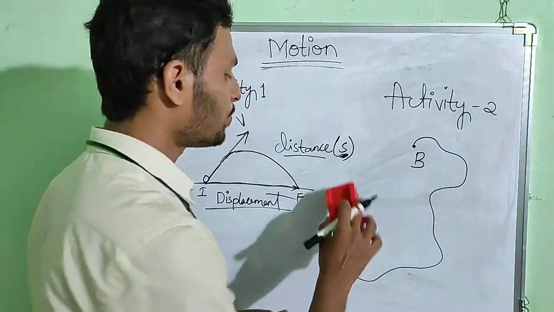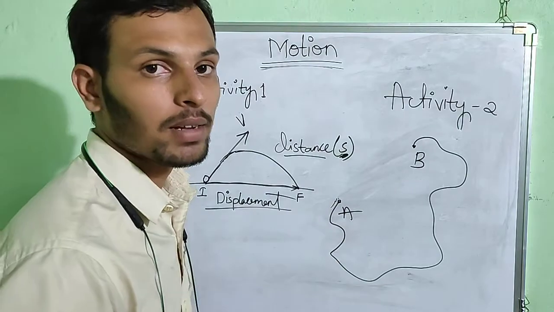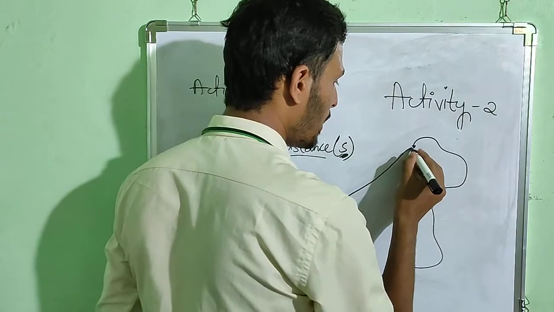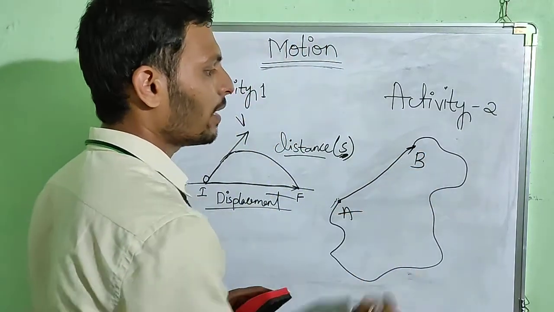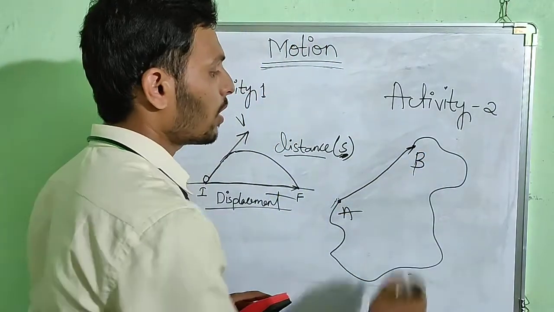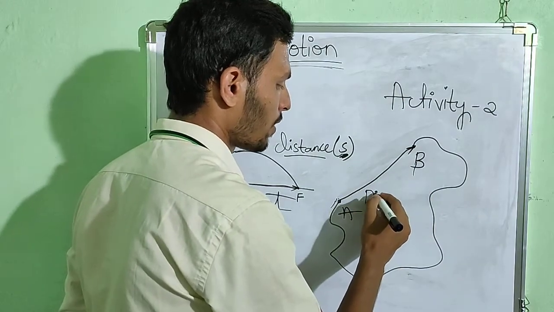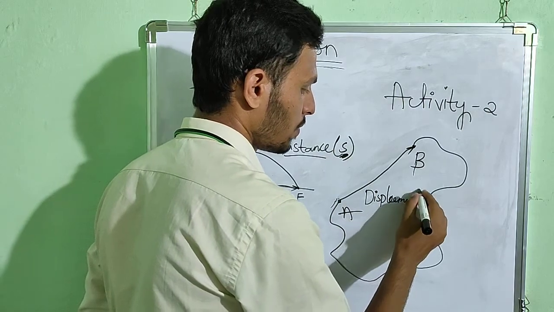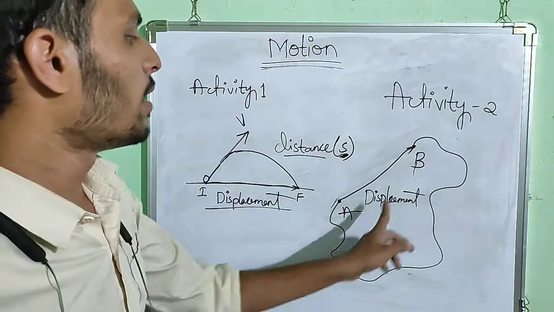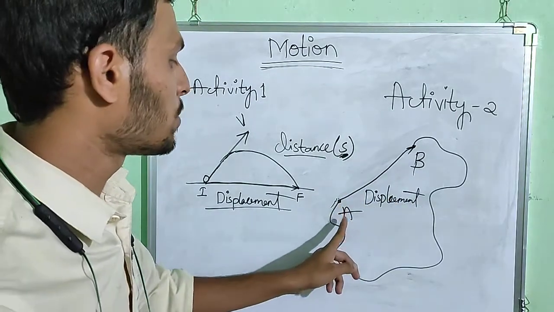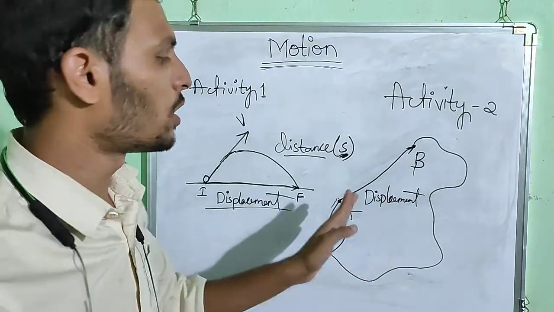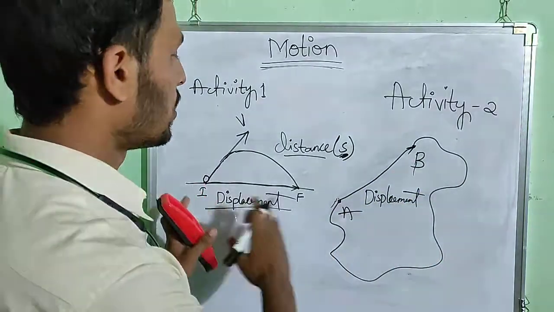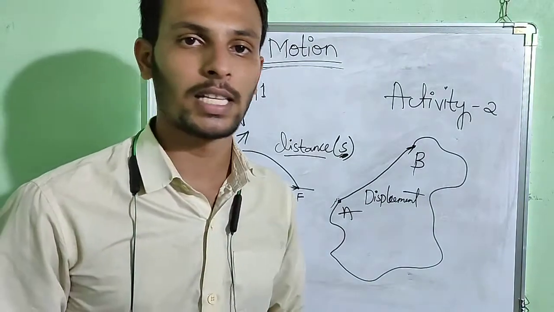And how do we find the displacement? The shortest distance. If I draw a line between A and B, which are my initial point and final point, this is my displacement, the shortest distance between A and B. I hope you understood the differences between distance and displacement.